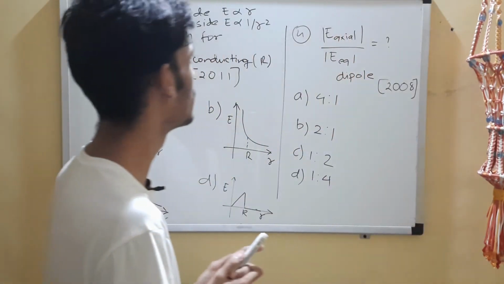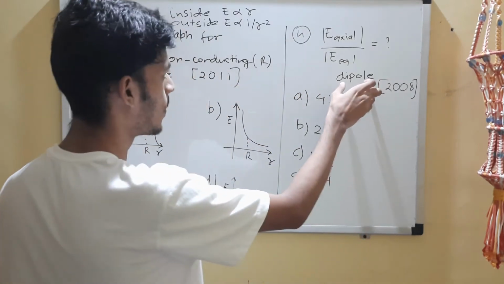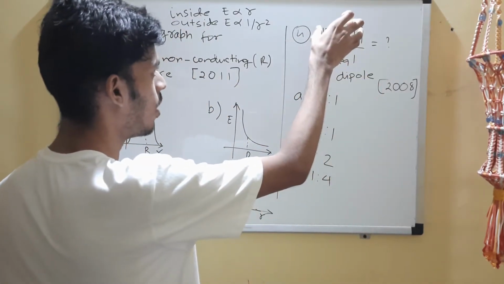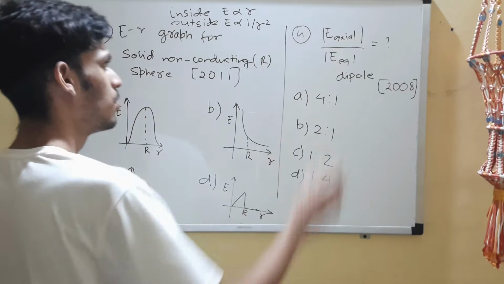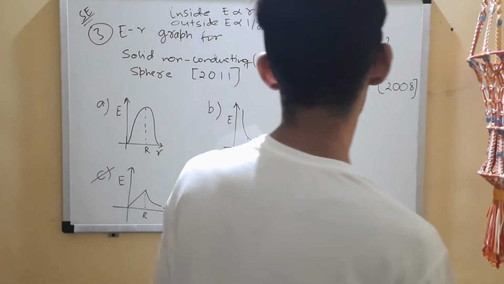Let's move to question 4 now. Again, a simple question. In this question, you are given a dipole. You are supposed to find the ratio of electric field at an axial point to electric field at an equatorial point, for equal distances, of course.